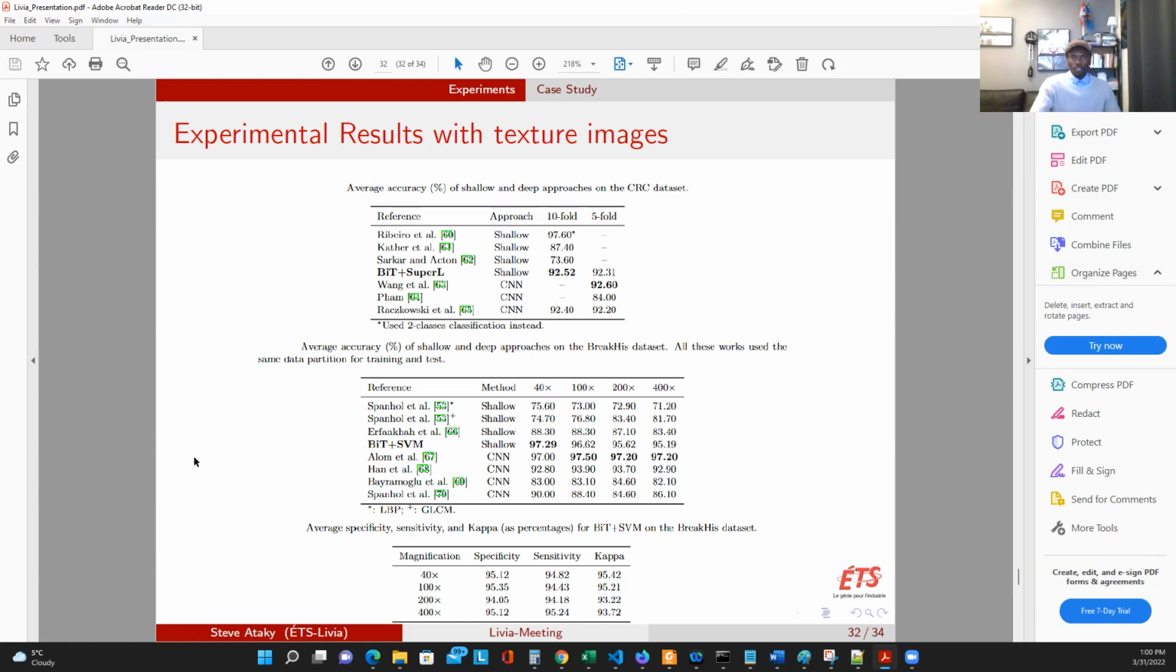And the reason also to test the BIT on different types of data sets, medical and natural, is just to prove that BIT is a generic one.